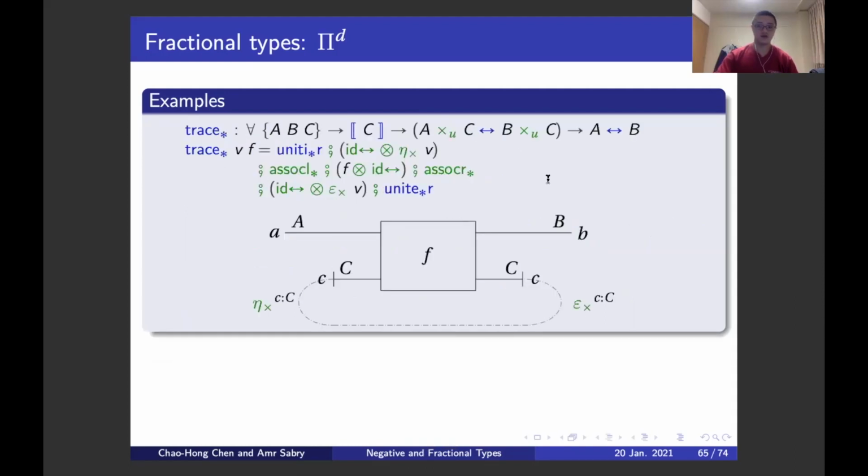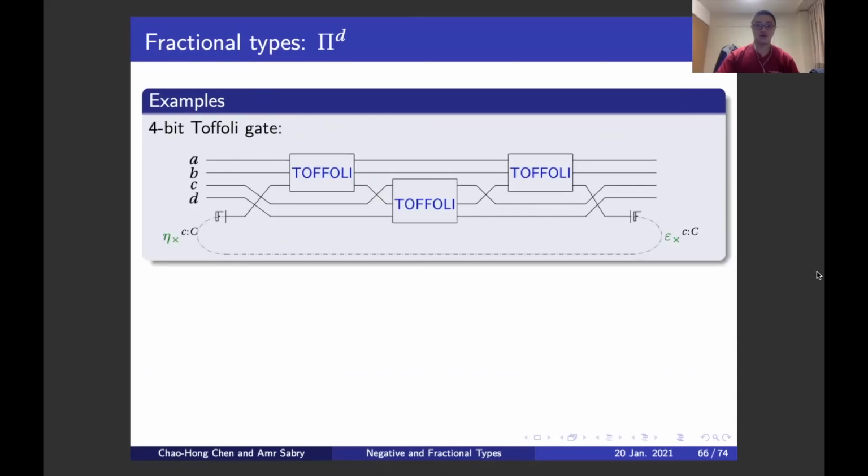And most importantly, we have trace. So trace here is like a scope allocation mechanism. In this scope, you can use this value C, and when you are done, you need to return it back and reset it to C, otherwise it will throw an exception. So using this trace, we can reproduce the construction in Toffoli's paper. Here, we can use 3 Toffoli gates to construct a 4-bit Toffoli gate using trace.